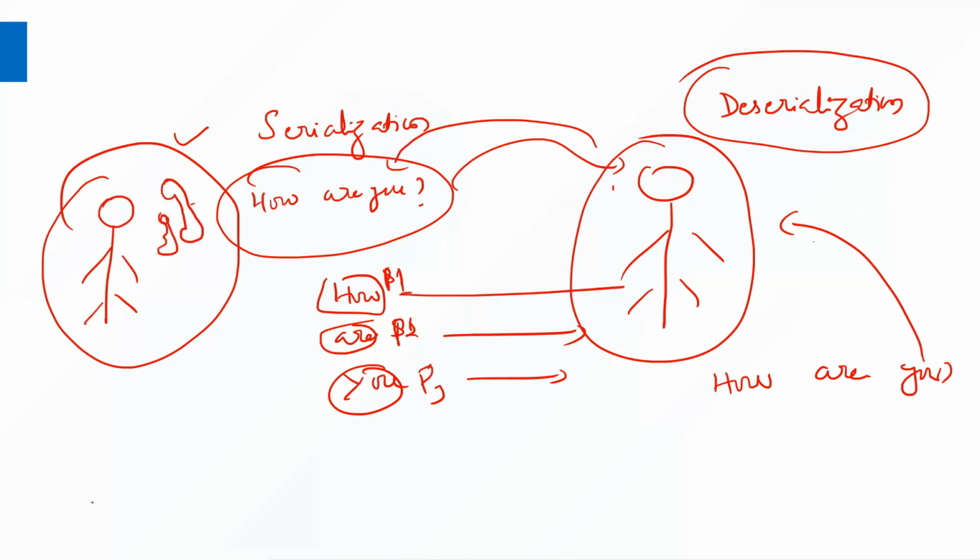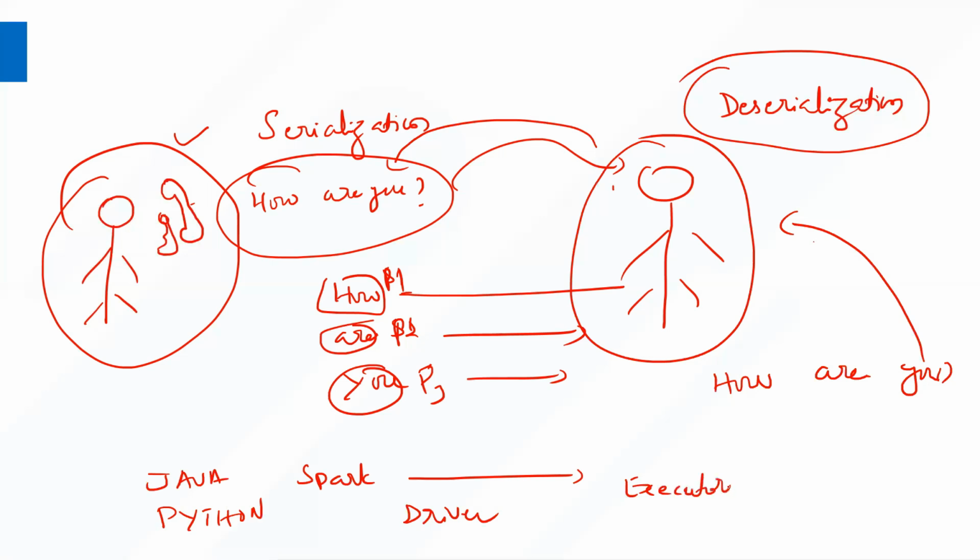In the same way, whenever you are sending a Java program or a Python program or Spark code over a network from the driver to the executors, there will be serialization and deserialization. I hope you got it.